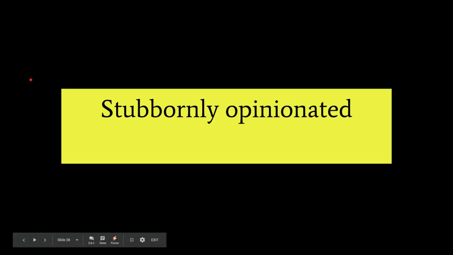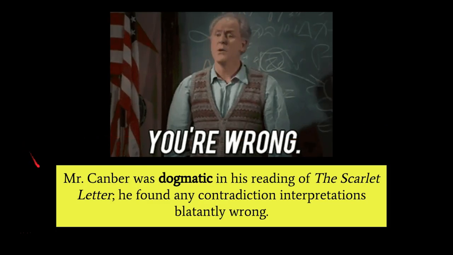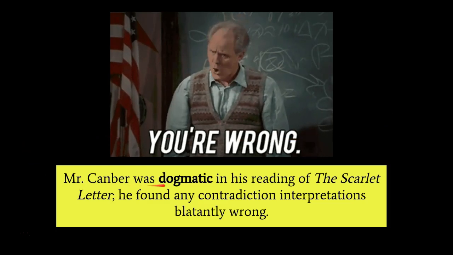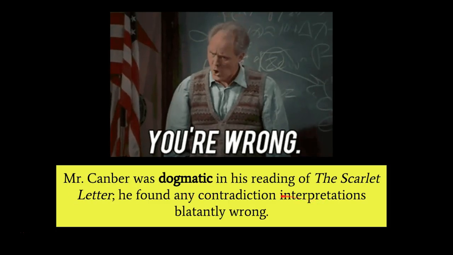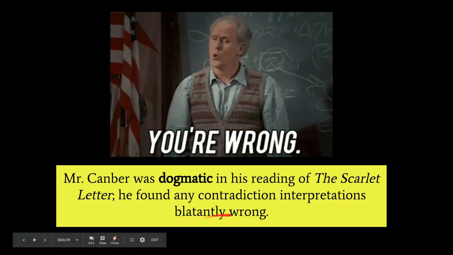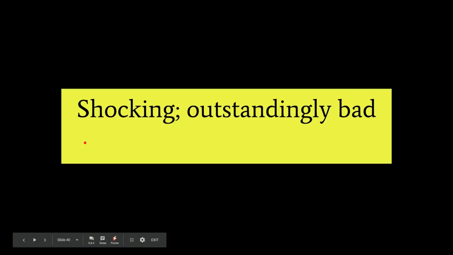It's pretty straightforward. So our next word is dogmatic, which means stubbornly opinionated. Again, dogmatic has religious connotations in which it tends to be stubbornly opinionated about an aspect of religion. However, it doesn't always have to be used that way, such as here, Mr. Canberra was dogmatic in his reading of the Scarlet Letter. He found any contradicting interpretations blatantly wrong. So here, dogmatic is the adjective, but know that there is also a noun, which is dogma.